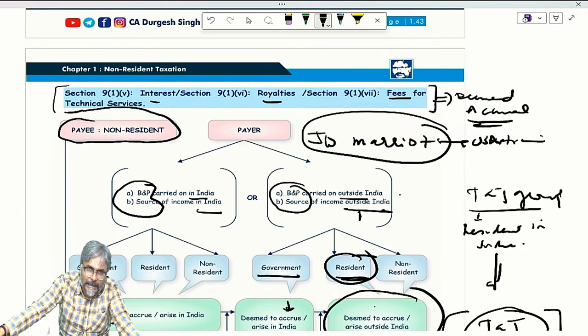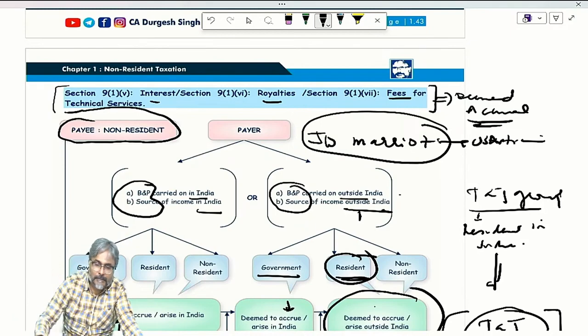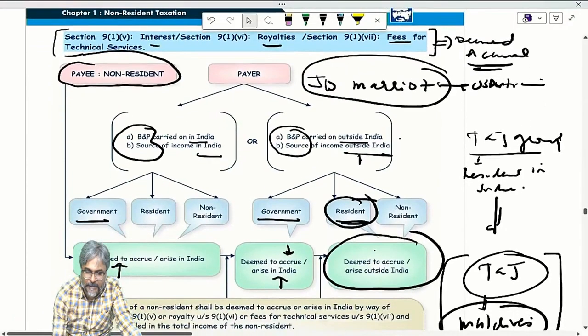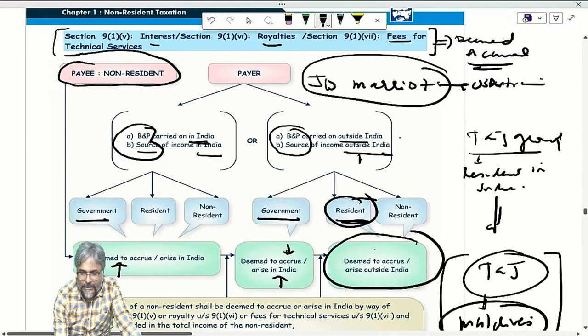So whether the fees for technical service income will be deemed to accrue in India, in this case, payer is a non-resident, payee is also non-resident. So whether in the hands of the payee non-resident, that is the architect firm, whether this FTS income will be deemed to have accrued or arisen in India? So the students' answer is yes. Why do we say so? Because it is in respect of a business in India or a source in India.